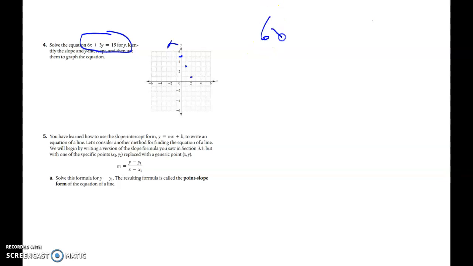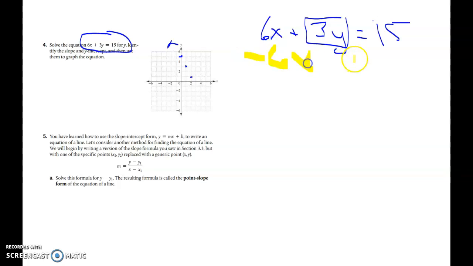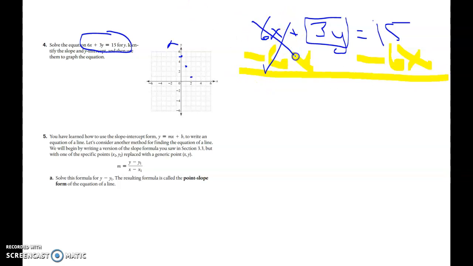So I have 6x plus 3y equals 15. I want to solve for y and get it in y equals mx plus b form. So notice we have multiplying and adding. I'm going to get rid of adding first, so I'm going to subtract 6x from both sides. And then notice when I do that, these cancel. So I get 3y, and I'm going to put the negative 6x first because I want this in y equals mx plus b form.